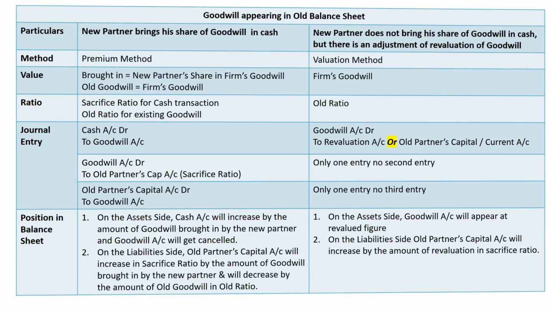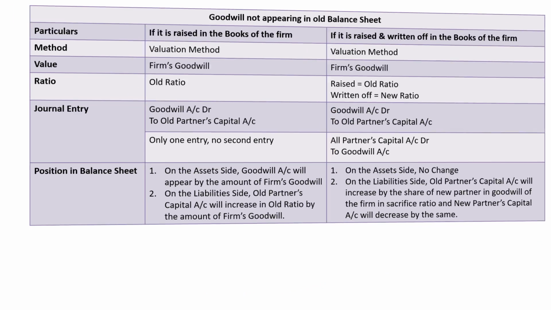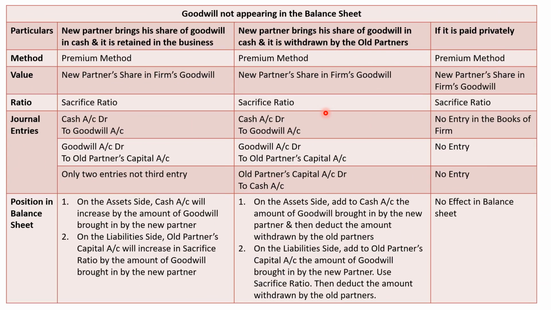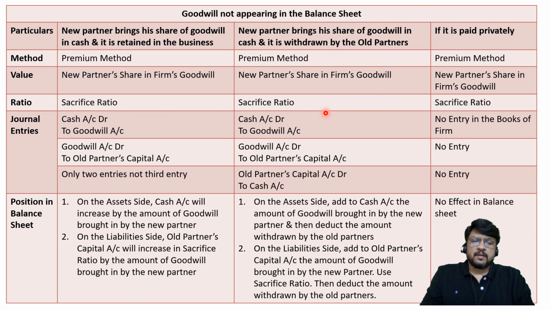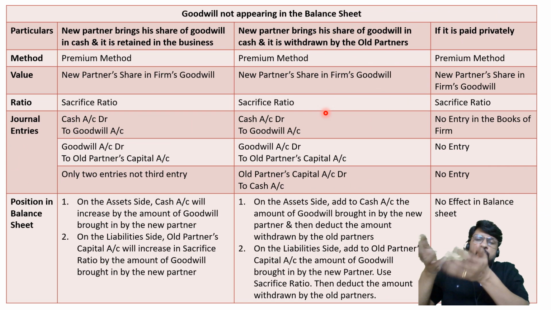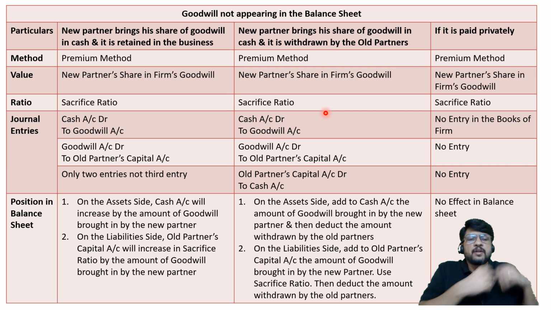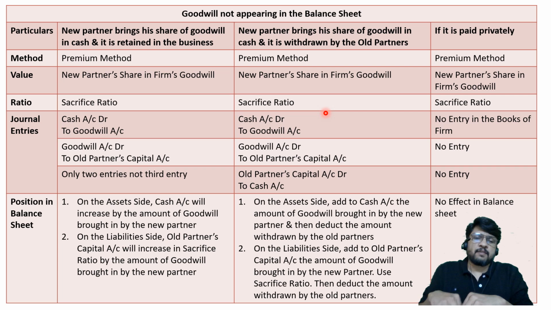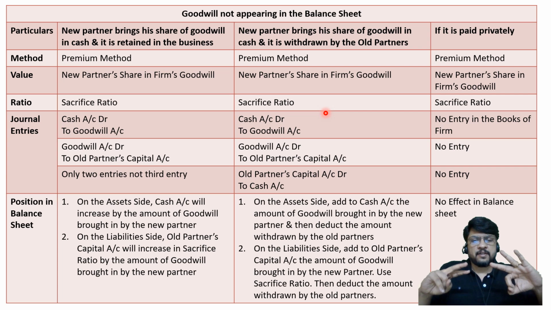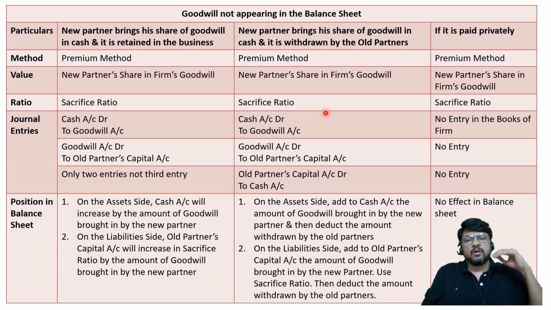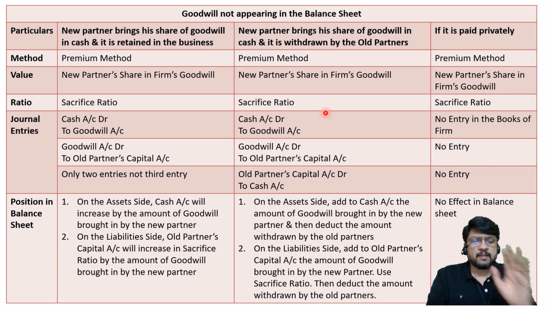So I have taught you basically two different situations. The first situation is goodwill not appearing in the balance sheet, in which there are again two subparts. Either the new partner is bringing his share of goodwill in cash or is not bringing it in cash. If he is bringing it in cash, it is the premium method, and the ratio is the sacrifice ratio. If they are retaining it, only 2 entries. If they are withdrawing it, 3 entries: cash to goodwill, goodwill to old partners, and old partners to cash. Bas, kam khatam. The ratio will be the sacrifice ratio.